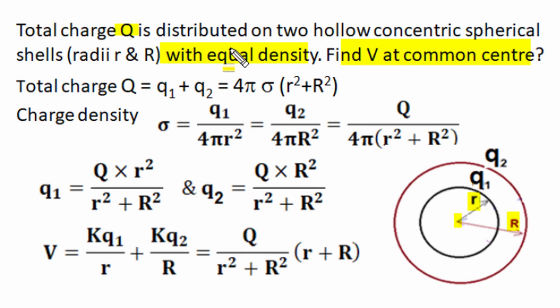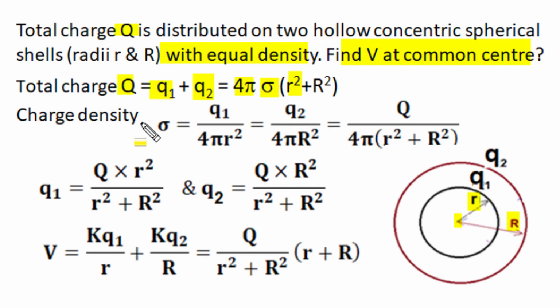So if the identical surface charge density is sigma, then over this small spherical shell of radius small r, having area 4 pi r square, the total charge Q1 is 4 pi sigma r square. Similarly, on this bigger spherical shell of radius capital R, the total surface area is 4 pi capital R square, and with surface charge density sigma, the total charge on the bigger shell is 4 pi sigma R square. The total charge given, capital Q, is the sum of these two.